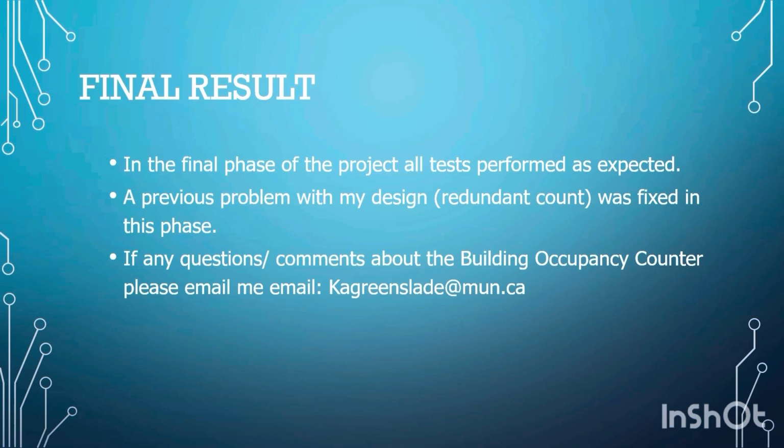A previous problem I encountered during the testing phase was a redundant count. So I was walking by the counter and both sensors would be triggered, so the count would go to 1 when I walked past sensor A and back to 0 when I walked past the second sensor. So it was picking up both sensors as it was walking by, so it was just redundant. It was going to 0 all the time.